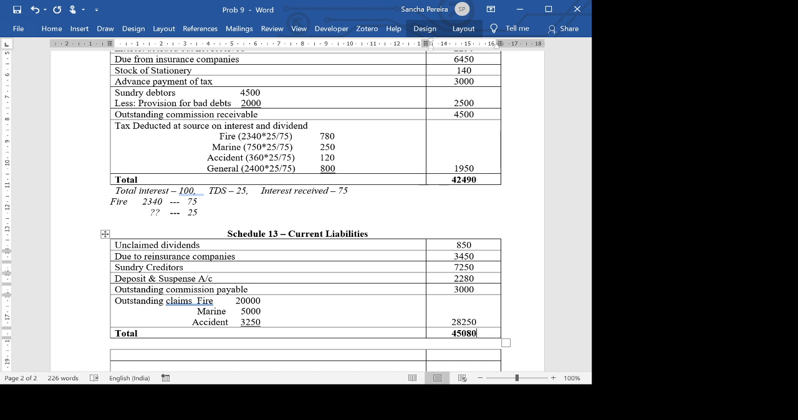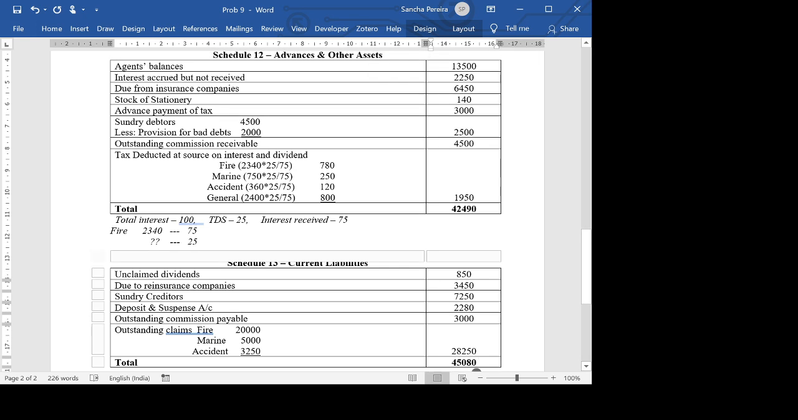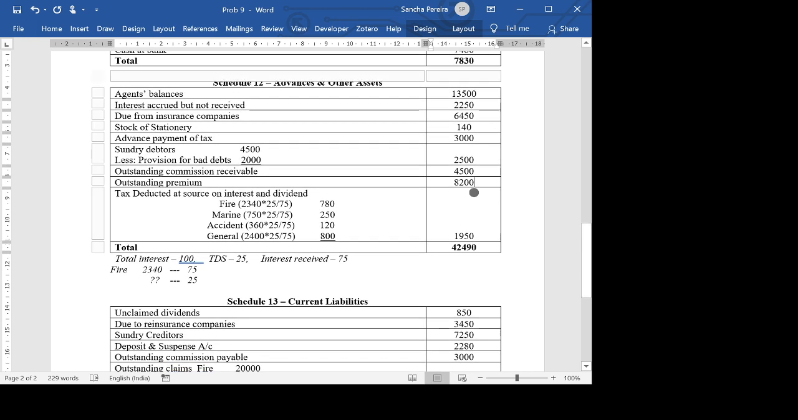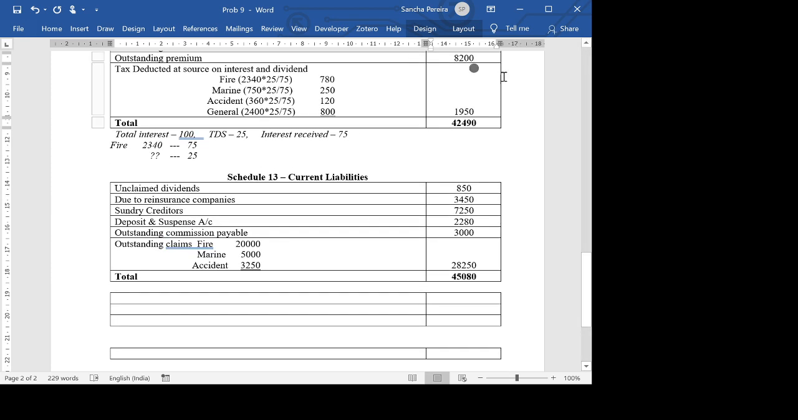So the total here will be 45080. I just realized I missed one item here. There was another item which is outstanding premium. It was on the next page and I didn't see it. The amount is 8,200. Okay, but the total is correct. 42,490 is correct. Just add this item in case anyone is solving along with me.